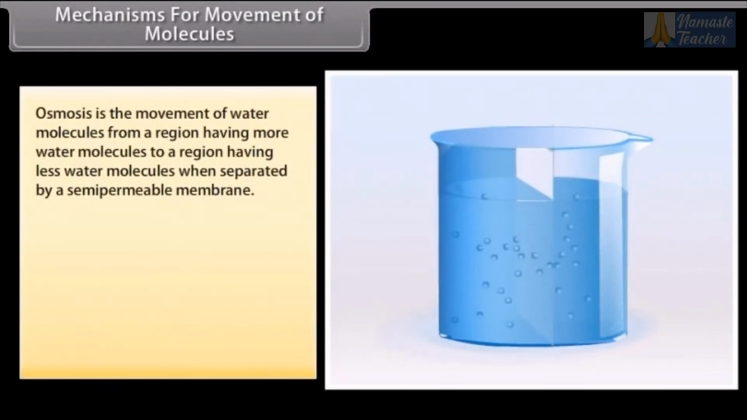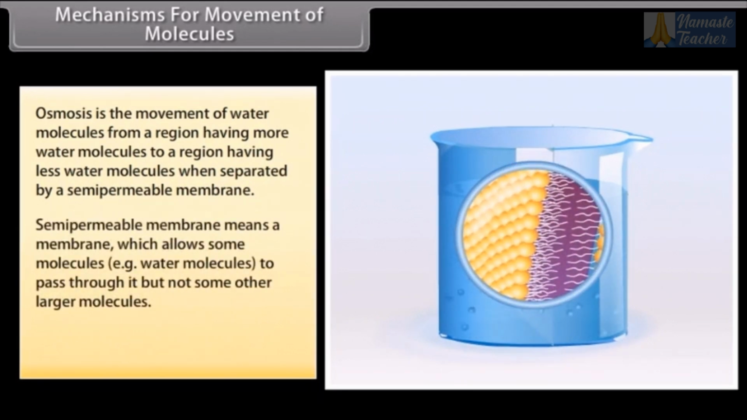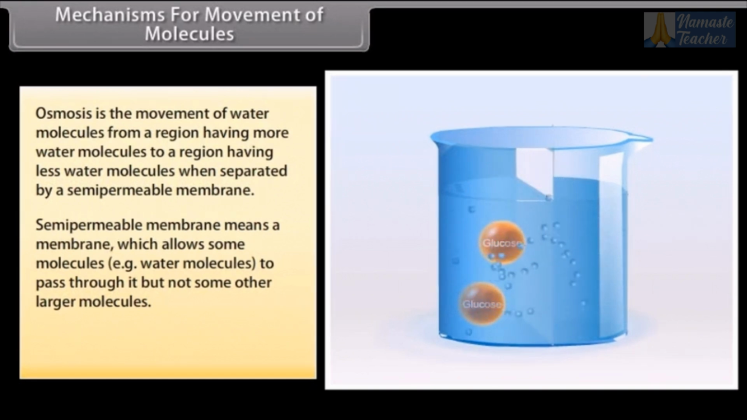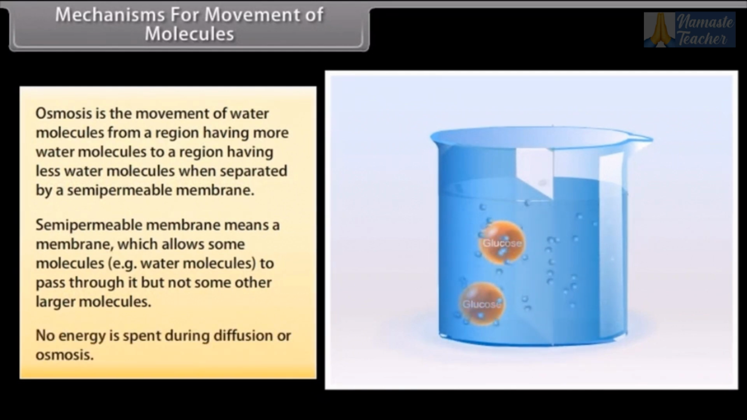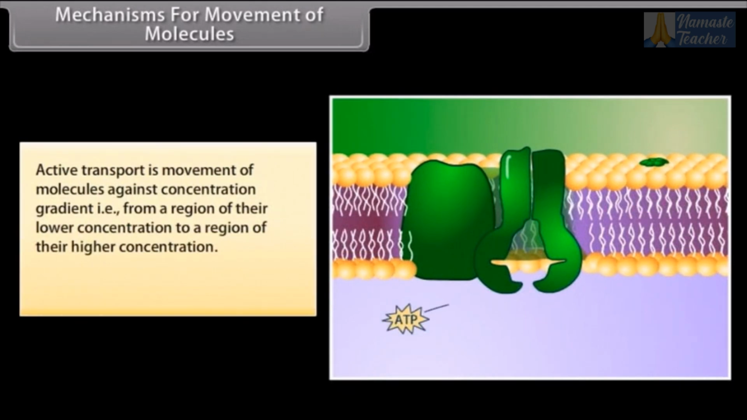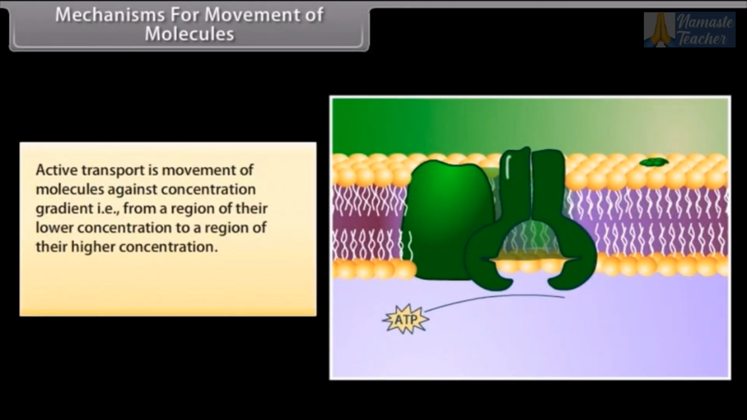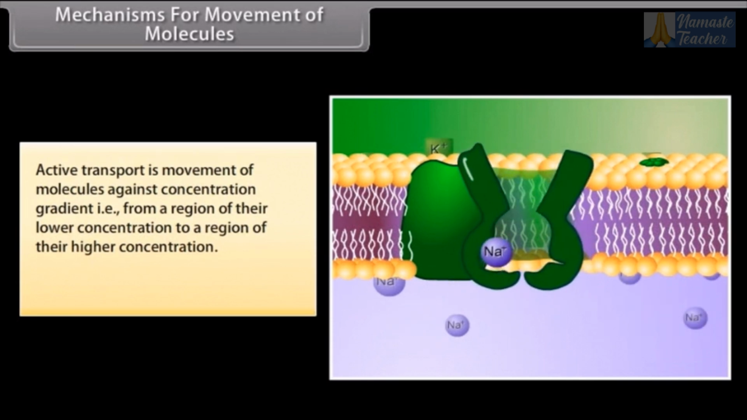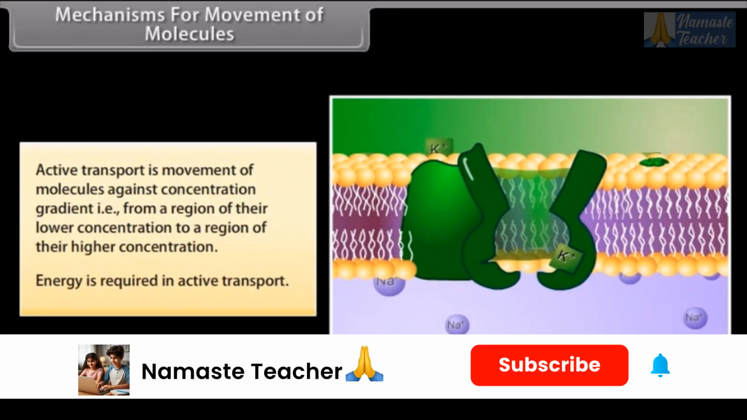Osmosis is the movement of water molecules from a region having more water molecules to a region having less water molecules when separated by a semi-permeable membrane. Semi-permeable membrane means a membrane which allows some molecules, that is, water molecules, to pass through it, but not some other larger molecules. No energy is spent during diffusion or osmosis. Active transport is movement of molecules against concentration gradient, that is, from a region of their lower concentration to a region of their higher concentration. Energy is required in active transport.